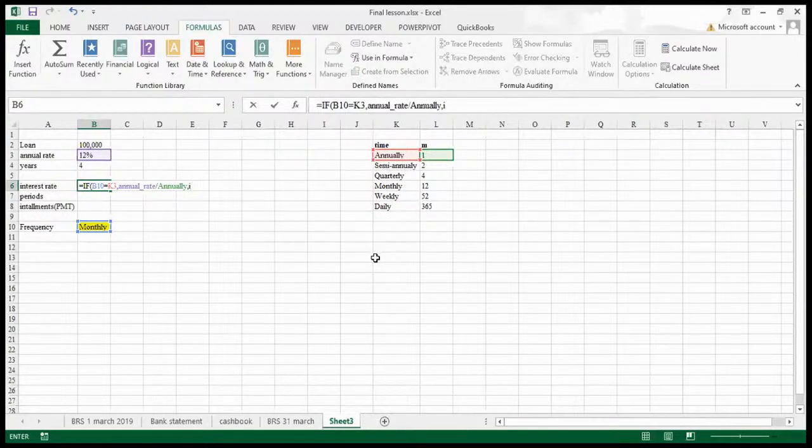We are saying if this B10, which is frequency, is equal to semi-annually, comma, then it should take the interest rate divided by the frequency of payment in half a year, which is 2, comma. I believe you are following what we are doing.